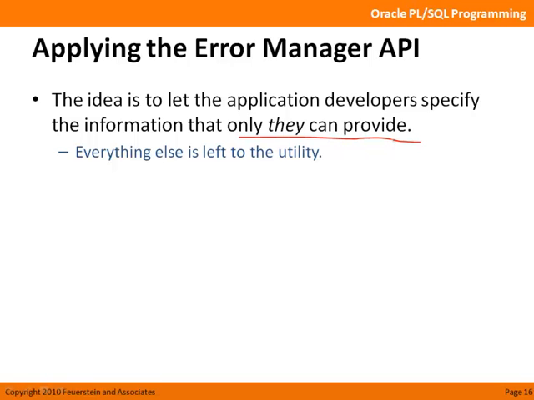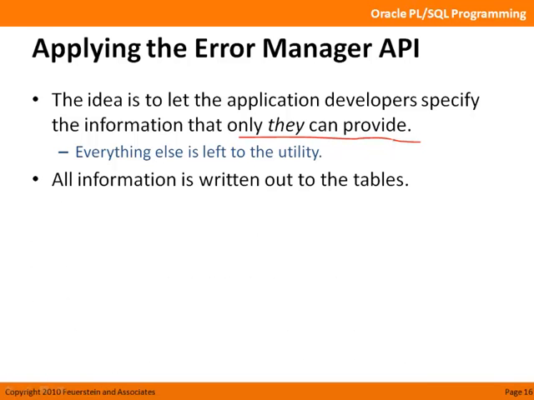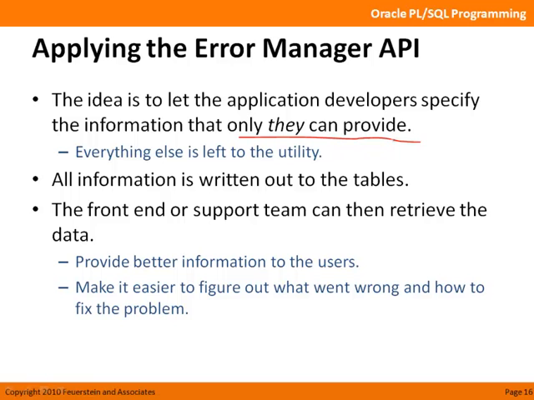But the Quest Error Manager, and Oracle in general, is not able to say that in your program, the l_salary variable, that one's really important, grab that. There's no way to do that. You as the application developer have to say to yourself, this is the information that's important at this point. I'm going to write it out to those tables so we can look at it later. Then support and the front end can retrieve the data, give better information to the users, and make it easier to figure out what went wrong.